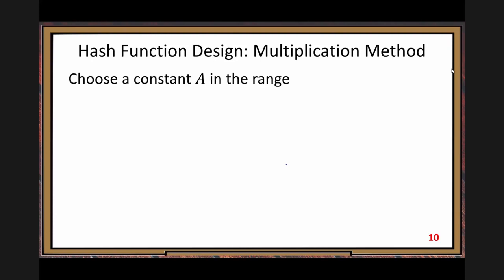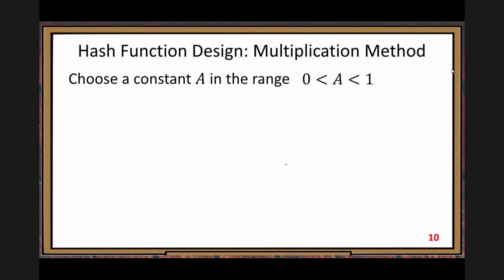We need to control the range. There are n slots. We need to control the mapping range corresponding to those n slots. So for this A, we choose a real number between 0 and 1. Because if A is in this range, A is constant in this range, we can control it, right?